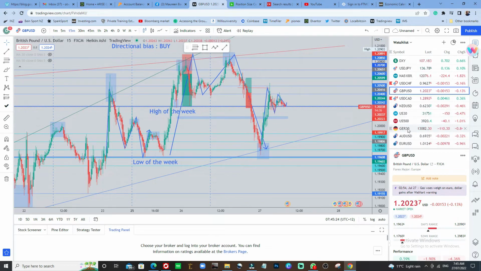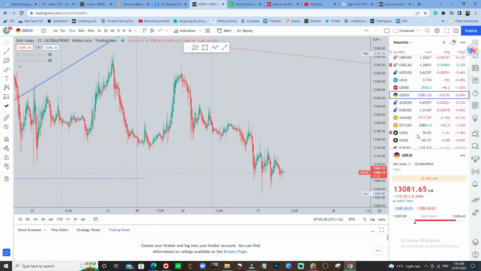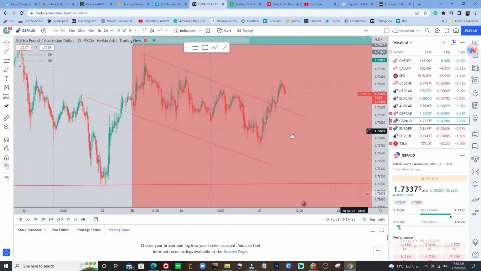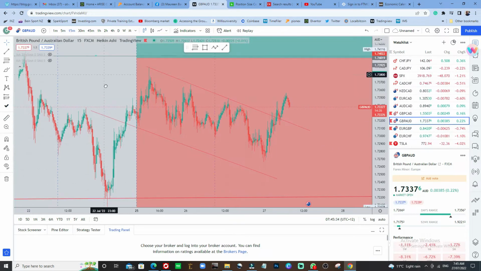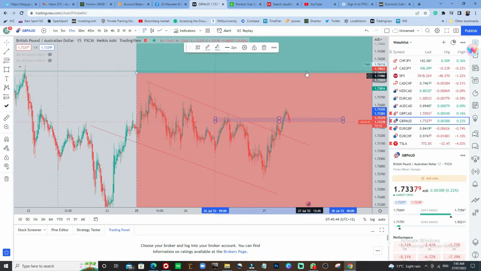So now let's look at the GBP AUD. I entered now on the 15 minutes time frame. You can see what's happening. This pattern has been broken, and I'm waiting for the market to retest this level and push to the upside. I want this to come up here so I can be in profit.